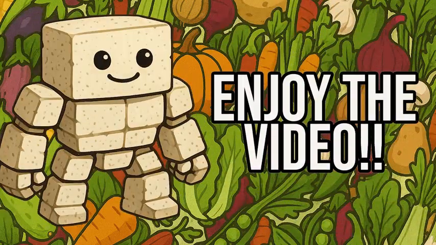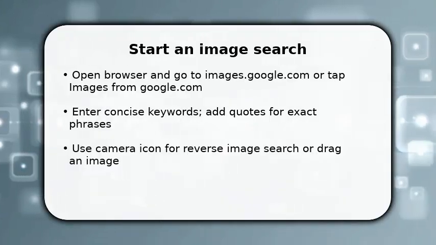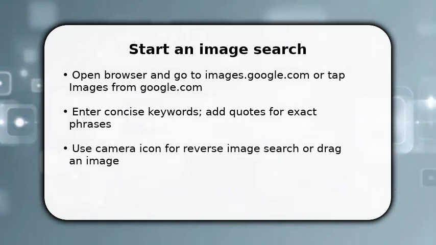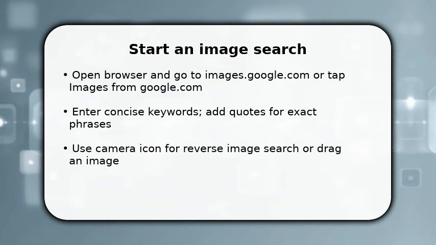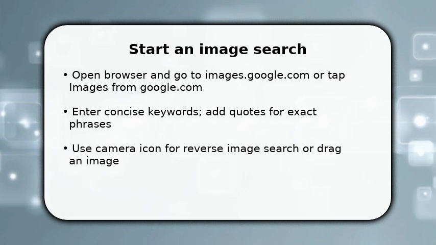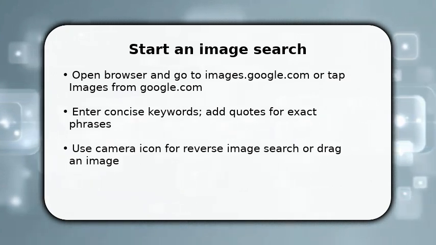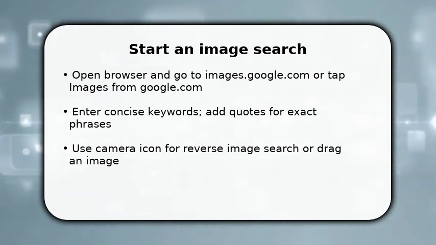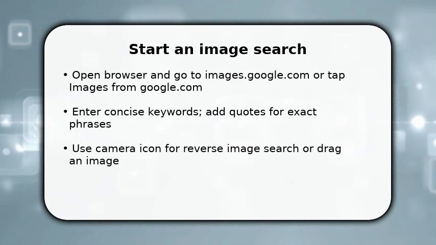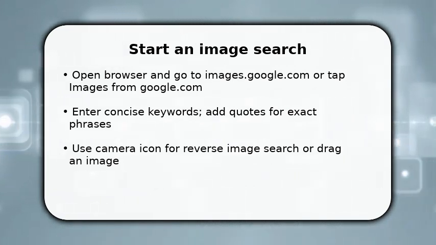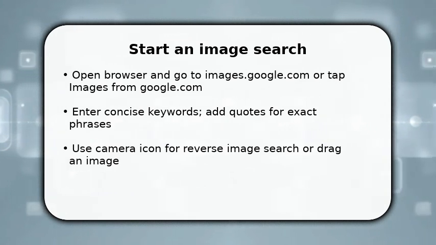Please enjoy the video. You begin by opening Google Images and typing clear keywords that describe what you need. This narrows results faster. If you want exact wording, put the phrase in quotes. And if you already have an image, click the camera icon to search by image. This finds matches and similar visuals. Once done, glance at the top filters to prepare for the next step. These initial choices shape the relevance and save time during refinement.